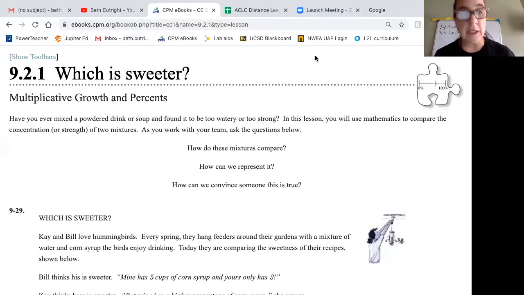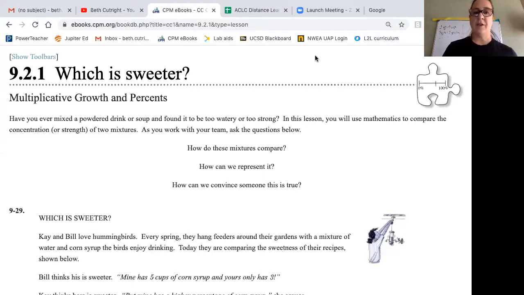Which is sweeter? This is not going to be too hard of a lesson. It's talking about just proportional ratios, and we've been doing that all year. But this one is called multiplicative growth in percents. So anything in math can grow.